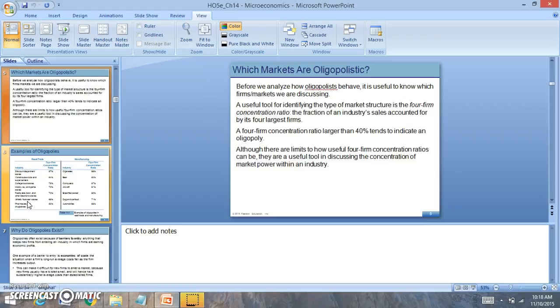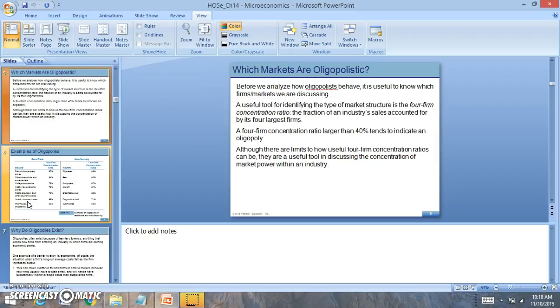When we look at oligopolies, the thing that we're going to have to evaluate is the four-firm concentration ratio. And what happens with this four-firm concentration ratio? It's a ratio that evaluates the concentration of the market of the top four firms. And usually that ratio is above 40%. When it's above 40%, it tends to be an oligopoly market structure.